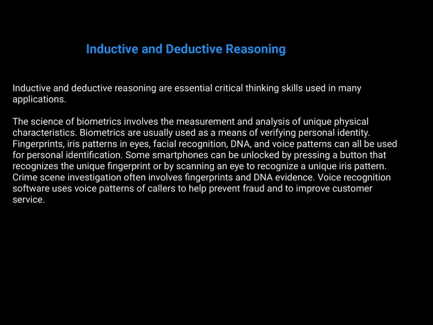the science of biometrics involves the measurement and analysis of unique physical characteristics. Biometrics are usually used as a means of verifying personal identity. Fingerprints, iris patterns in eyes, facial recognition, DNA, and voice patterns can all be used for personal identification. Some smartphones can be unlocked by pressing a button that recognizes the unique fingerprint, or by scanning an eye to recognize a unique iris pattern.